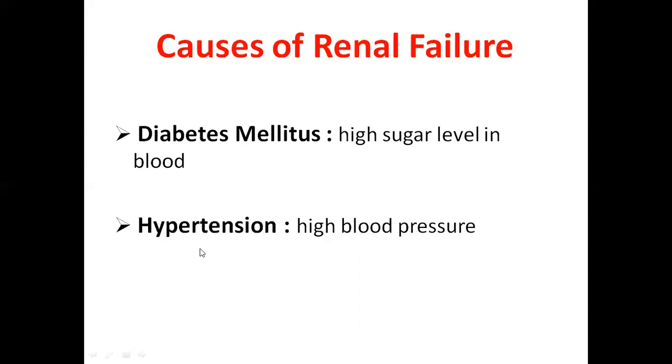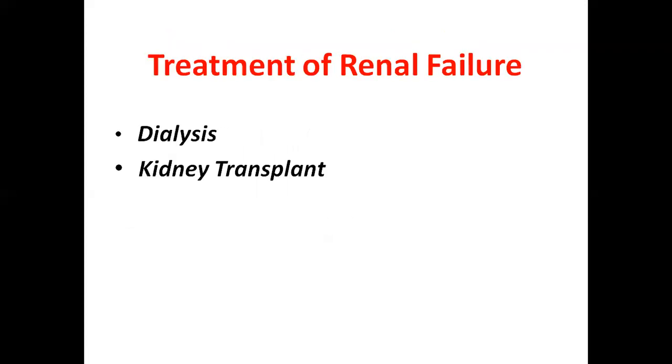And then there is a second disease that is termed hypertension. Hypertension is a disease where body blood pressure increases. So high blood pressure is termed hypertension. These two are among the main causes of renal failure. Now, how to treat renal failure? Renal failure is treated by two methods. Number one is dialysis, and number two is kidney transplant. We are going to discuss dialysis and kidney transplant in detail in our next week's lesson, inshallah.